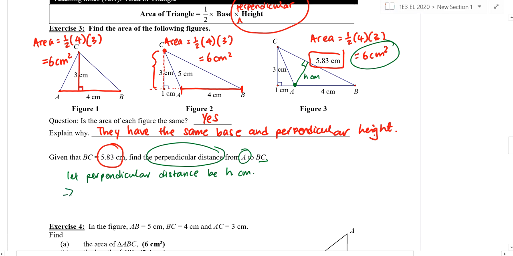In other words, area, which is half times the base. This time we are choosing the base to be BC. Substitute in 5.83 times the height H. This has to equal 6. It is the same triangle. So we're going to work this out. H will be 12 divided by 5.83. And the value is 2.0583. Round this off to 3 significant figures, 2.06 centimeters. So here we have the perpendicular distance of 2.06 centimeters.